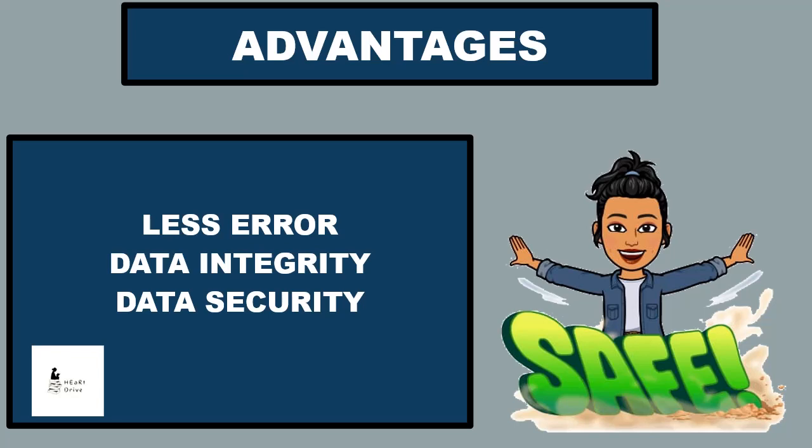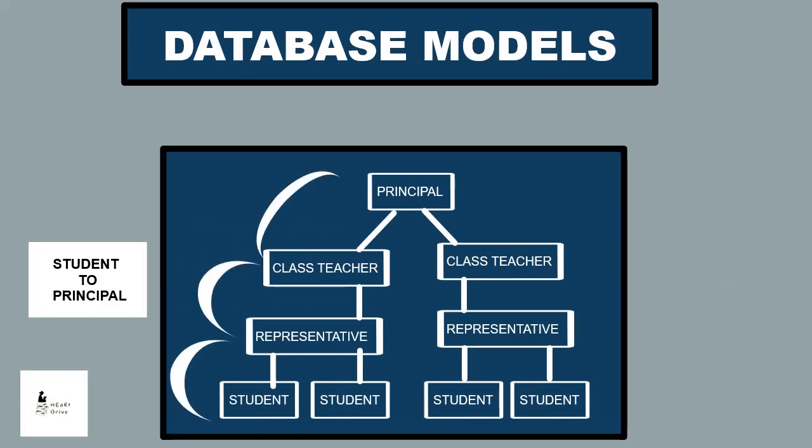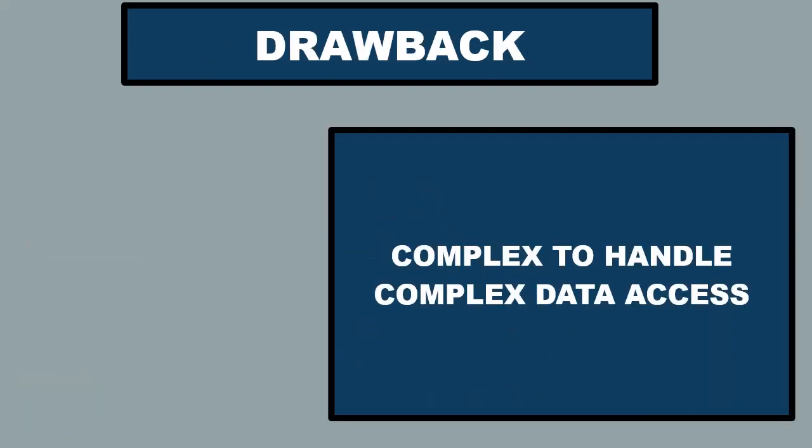This model has advantages like less errors, data integrity and security. But it also has a drawback. When information has to be passed from students to principal, it must be done through various channels like representatives and class teachers. This happens because the data of principal and students are not directly related. So this structure is found complex when it comes to data access.